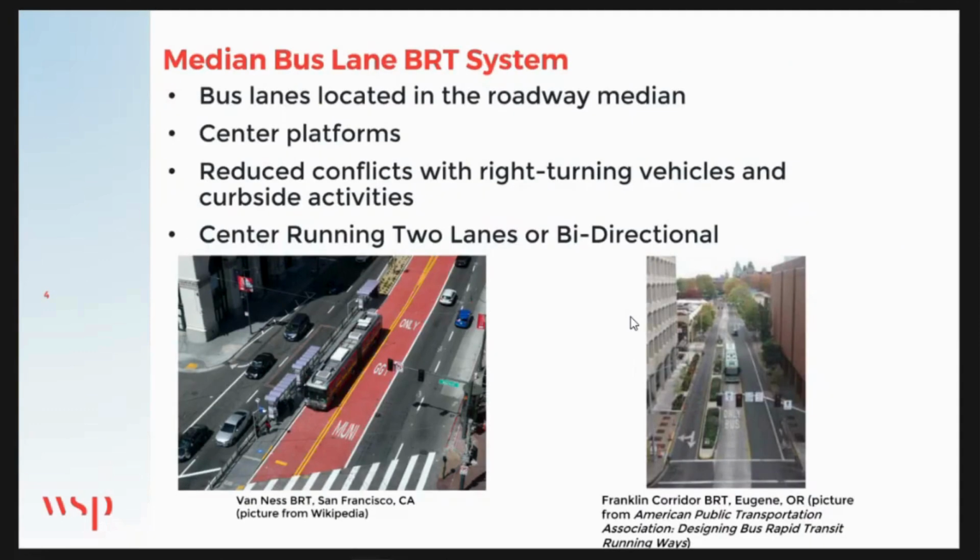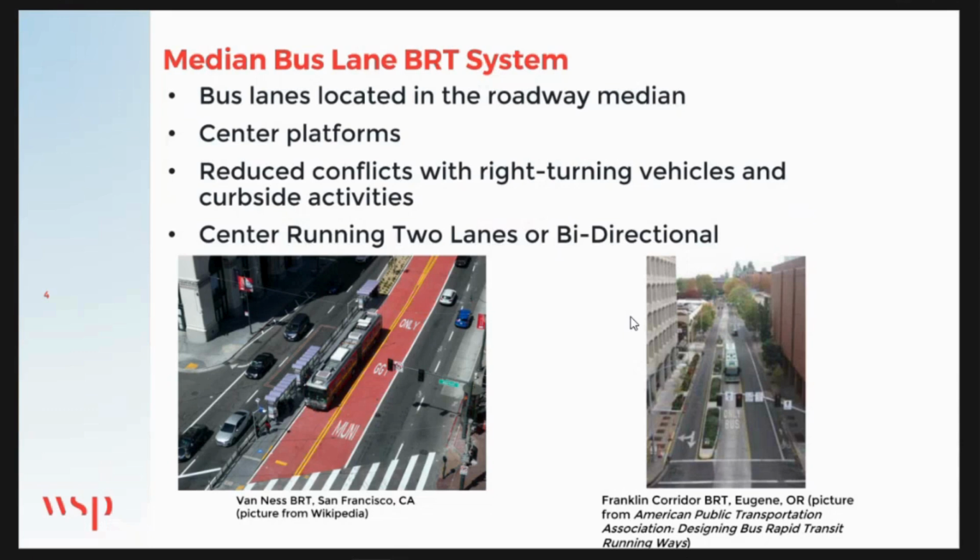And let's talk about the dedicated bus lane here. There are different types of dedicated bus lane, depending on where it's located. The bus lane located in a roadway median would be the median bus lane. Such a type of BRT system may have features like center platforms, that would reduce the conflicts with the right turn vehicles and also the curbside activities.